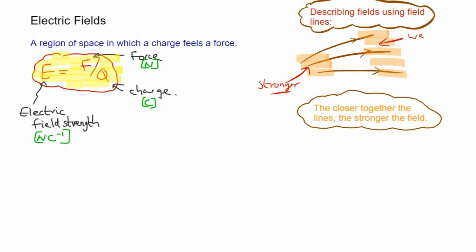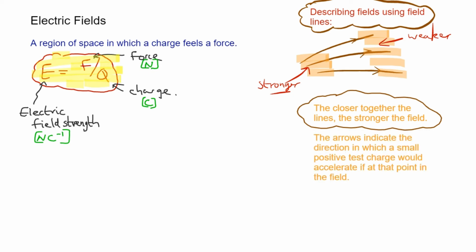That's good to bear in mind because it's useful when we come to specific types of field that we need to know about. There's another thing, which I've already hinted at: the arrows show the direction of the force, basically, but we need a little bit more precision about that.